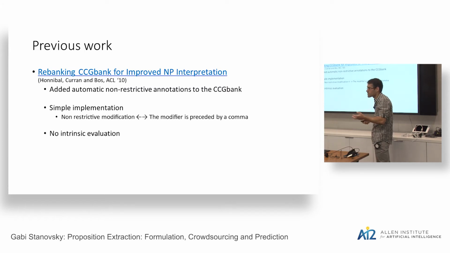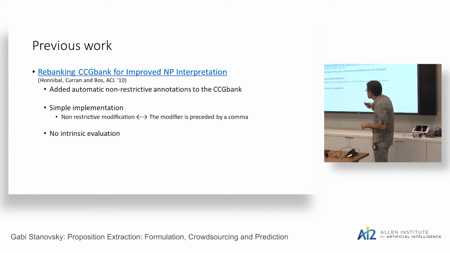So there's been 2 works trying to annotate specifically this concept of non-restrictiveness. The first work is fairly simple. That's by Hannibal et al. They took the CCG bank and they tried to add non-restrictive annotations to it. And the way they did this was to look just at the comma separating the clause. So there's a syntactic rule in English where if you want to introduce a non-restrictive modifier, you would put it in commas. So Barack Obama, comma, the US president, comma, something.